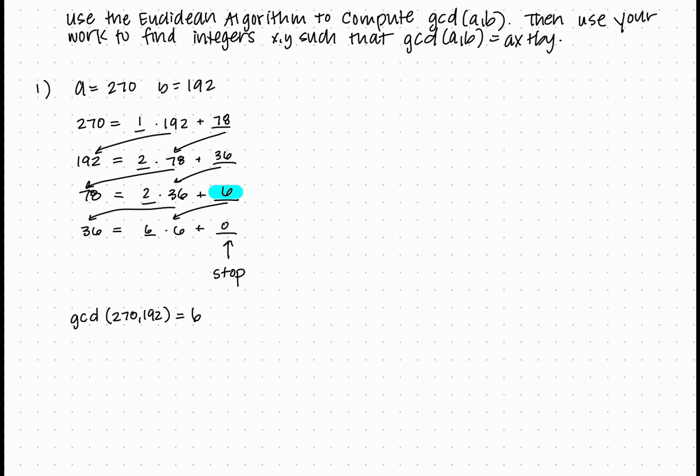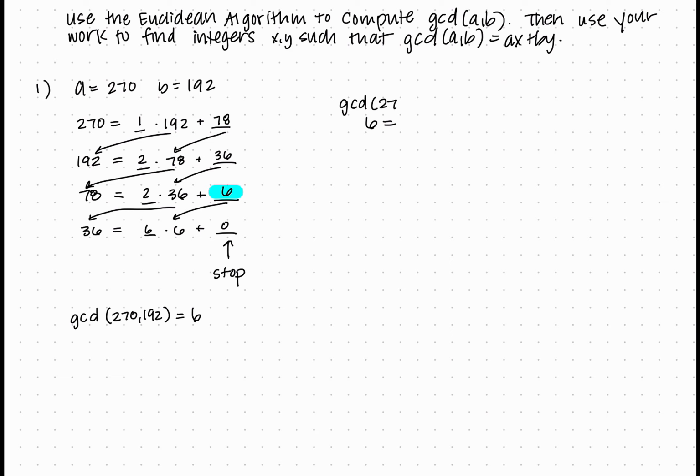Now, for the second part of the problem, we're going to use the work we just did to find integers x and y so that the GCD can be expressed as ax plus by. What I'll do to start this is I always go to my second to last row where I found my GCD and I start there. So I'm going to rewrite it a little differently. I'm going to say 6 equals, so that's my GCD, right?